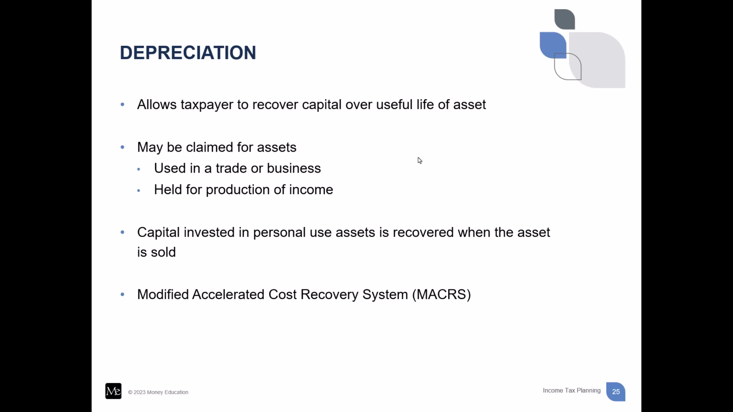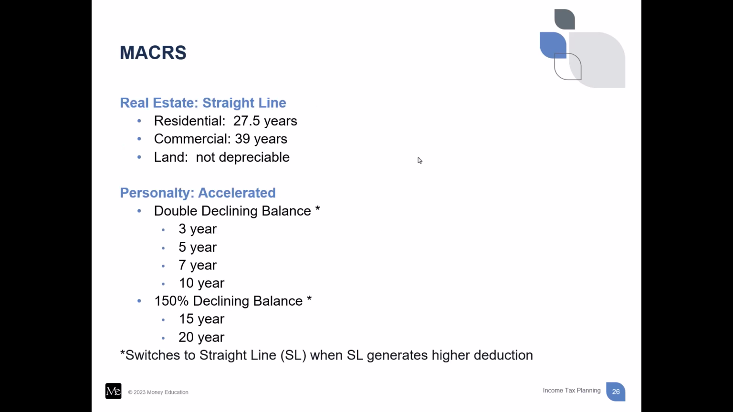I think we've briefly talked about depreciation, but depreciation allows taxpayers to recover capital over the useful life of the asset. It may be claimed for assets used in a trade or business or held in the production of income. Capital invested in personal use assets is recovered when the asset is sold. The Modified Accelerated Cost Recovery System is used for tax purposes for depreciation. So let's talk about real estate.